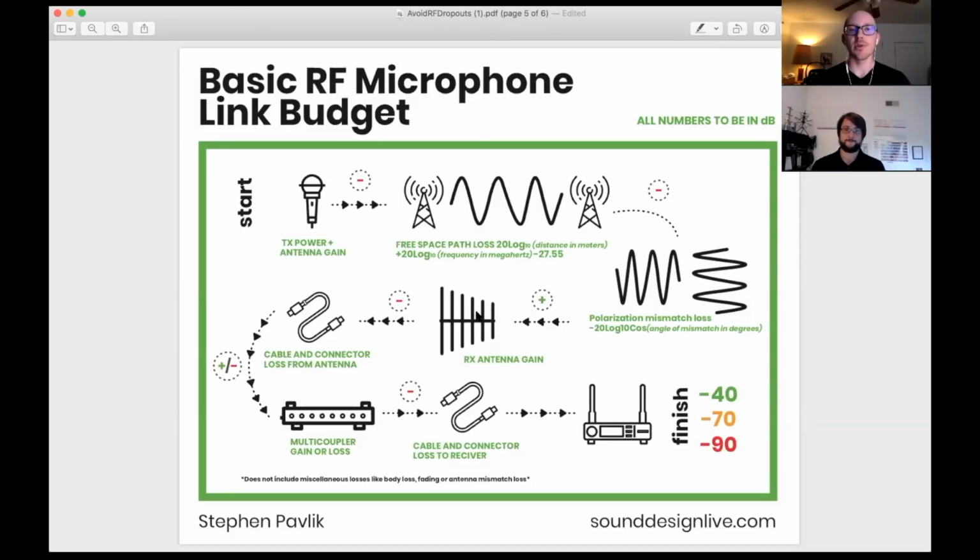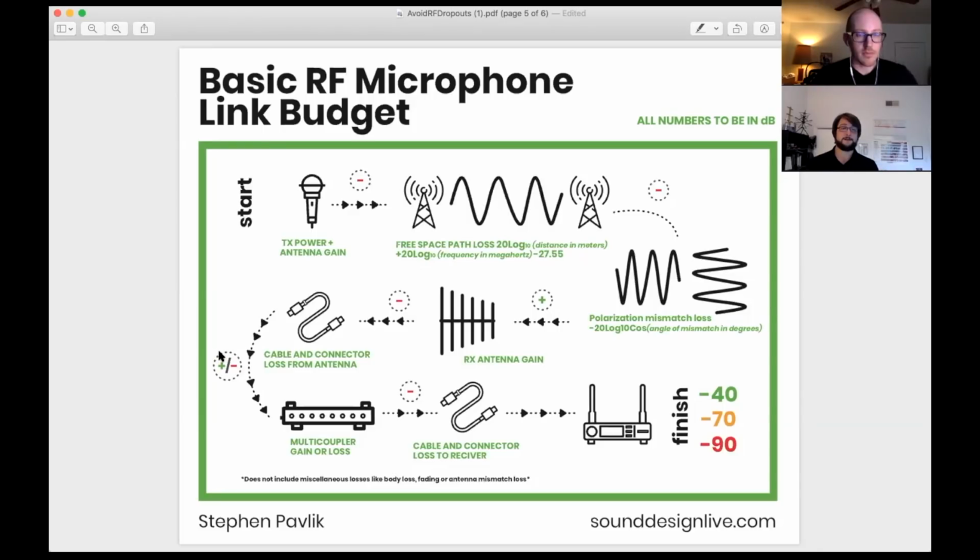Oh, got it. Okay, so your shark fin LPDA antenna might have 7 dB of gain, and then the standard omnidirectional antenna that came with your receiver is passive and omnidirectional, so it should be 0 or close to 0. Close to 0, yeah. 2.0, or for a dipole 2.15. Okay, so we picked up some gain with the antenna. Now we're going to lose some gain because of the cable and connector from the antenna to your multicoupler. Gain or loss, right? Why do we have a negative here and then a plus-minus here?